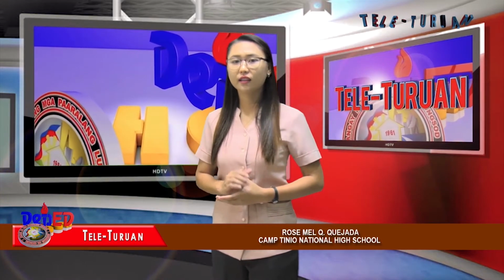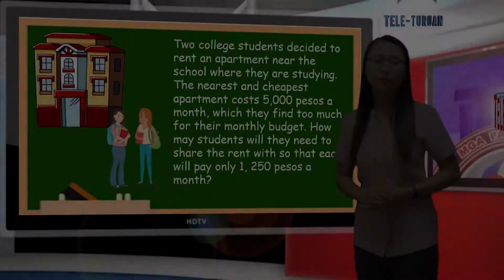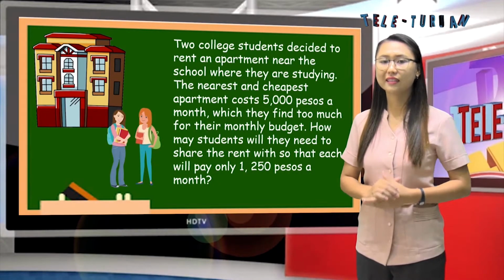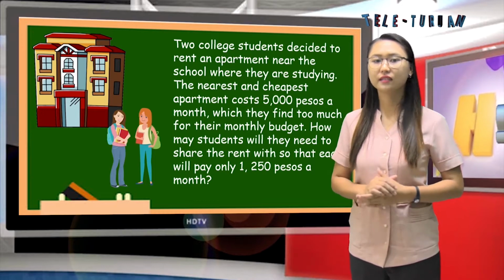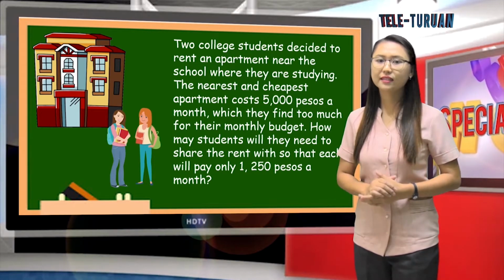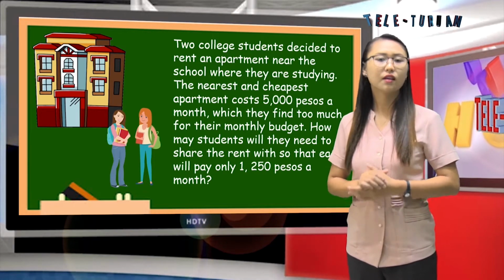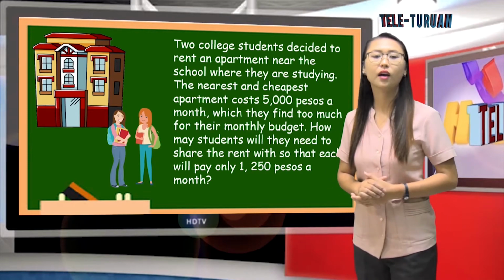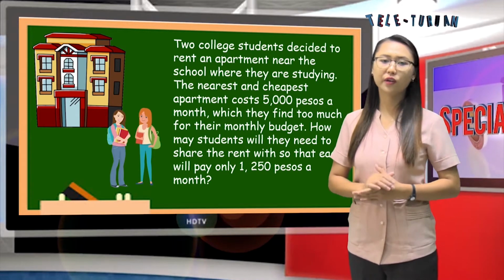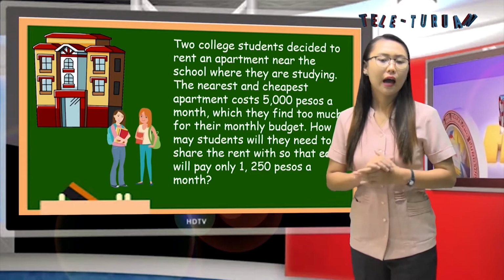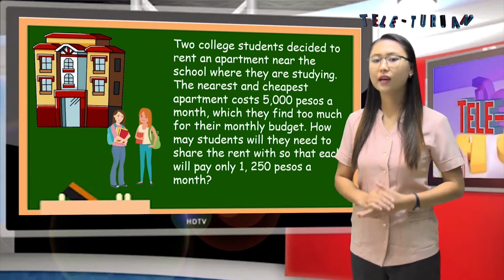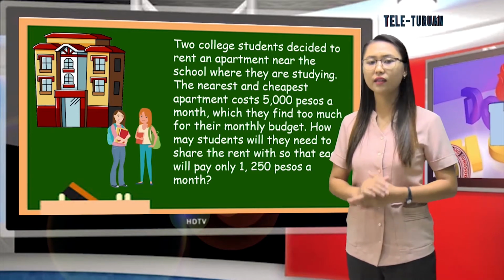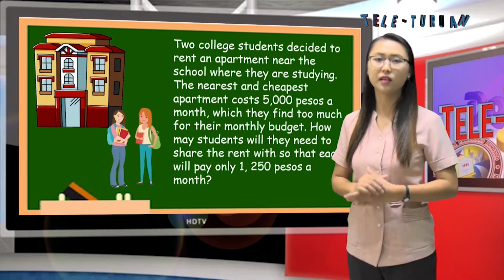Let us have first this situation. Two college students decided to rent an apartment near the school where they are studying. The nearest and cheapest apartment costs 5,000 pesos a month, which they find too much for their monthly budget. How many students will they need to share the rent with so that each will pay only 1,250 pesos a month?